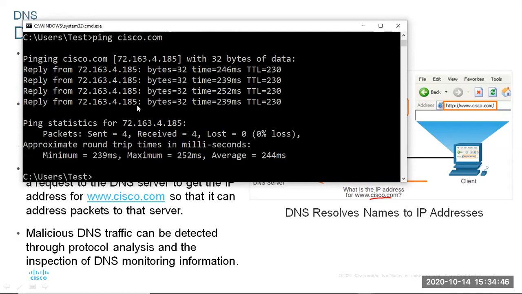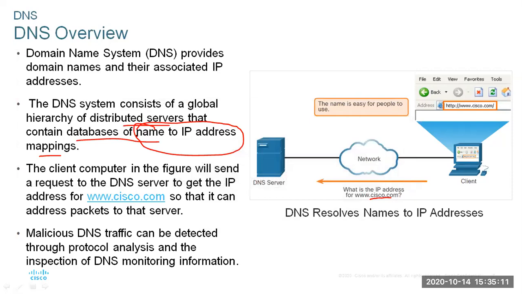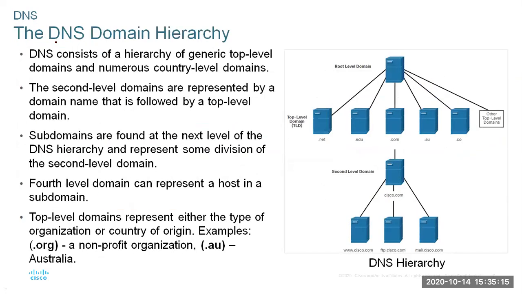72.163.4.185. So how did cisco.com turn out to be this particular IP address? It is because this is the domain name and it is mapped to this particular IP address. So the point we are making here is that the domain name that is mapped to the IP address is managed by what? By DNS. And basically that is its function.